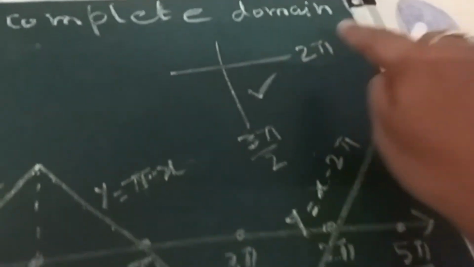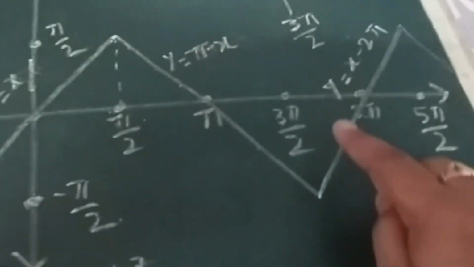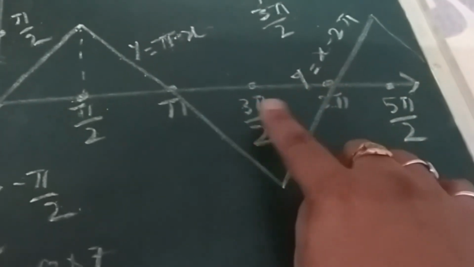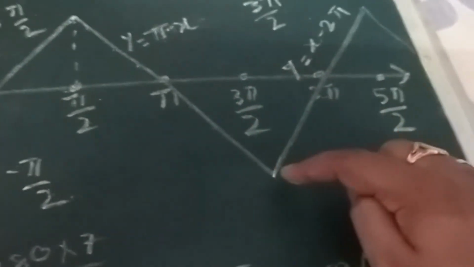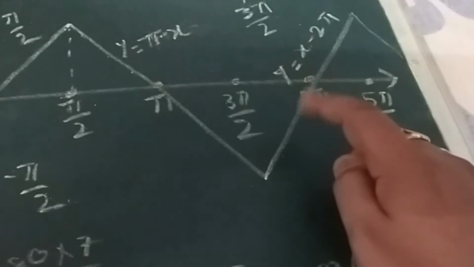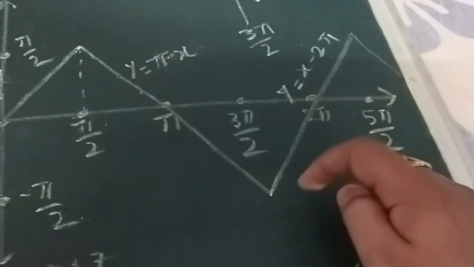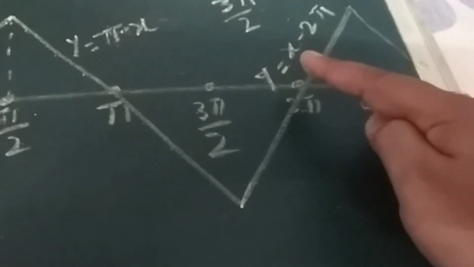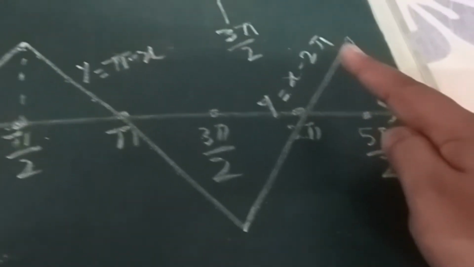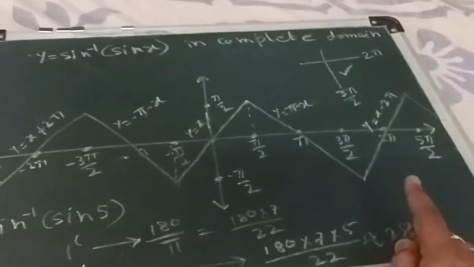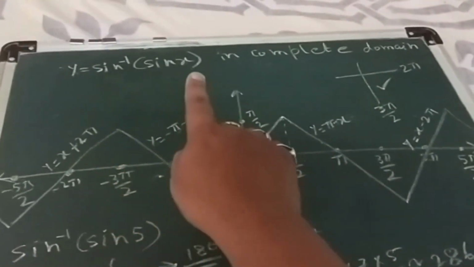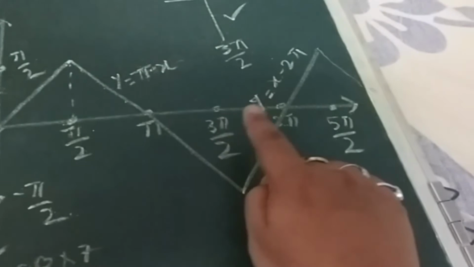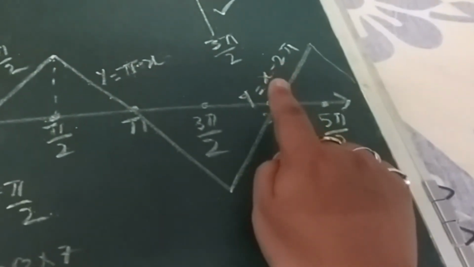Now look at the graph. Here 3 pi by 2 to 2 pi, this part you can see, it is going up, and the value is x minus 2 pi. Now this is the graph of sine inverse sine x, and from 3 pi by 2 to 2 pi, the value should be x minus 2 pi.